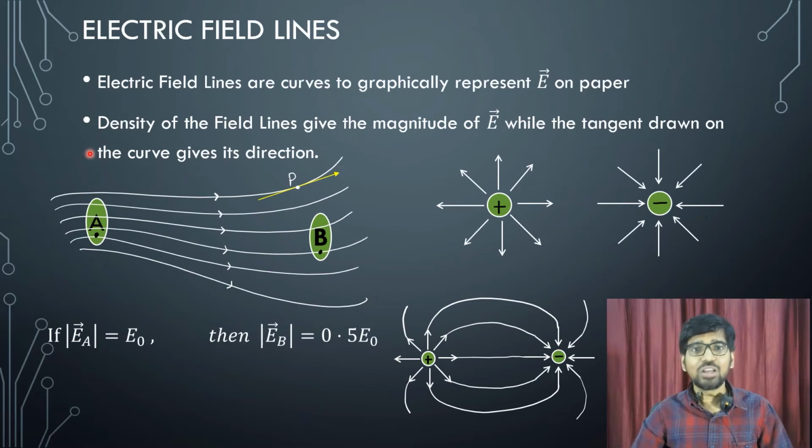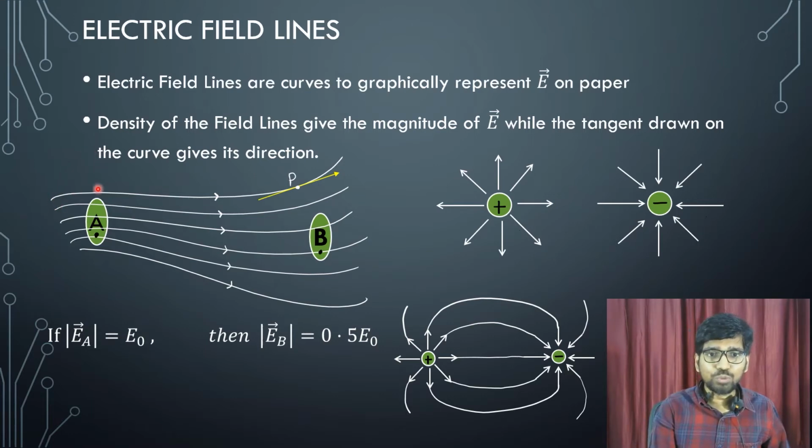First we will learn electric field lines. Electric field lines are curves to graphically represent electric field on paper. Unlike electric field, which is a physical vector quantity, electric field line is not a physical quantity. It is just a convenient way to represent electric field on paper.